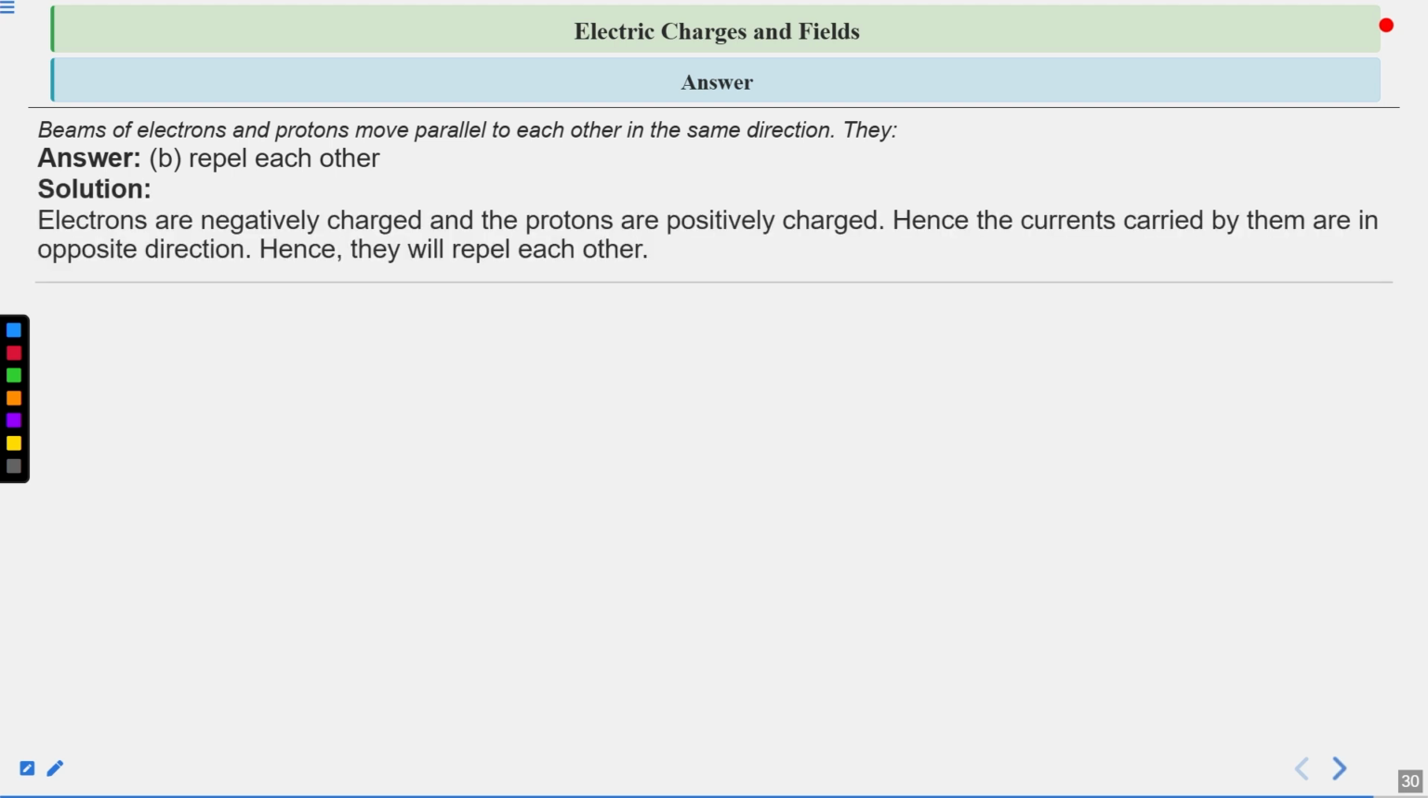Solution: Electrons are negatively charged and protons are positively charged. The charge on an electron is minus and the charge on a proton is plus. Hence, the currents carried by them are in opposite directions. Hence, they will repel each other.